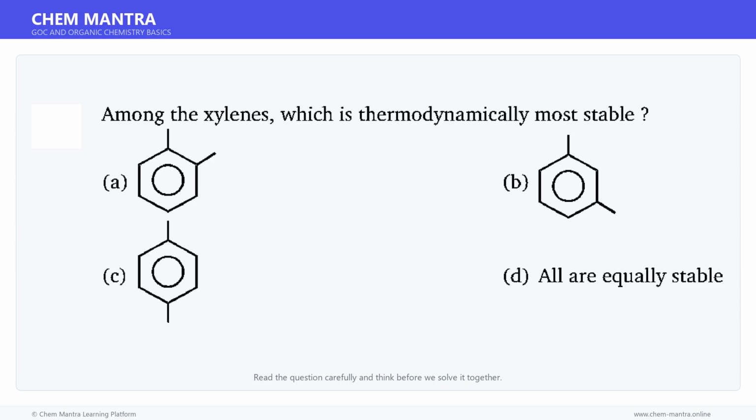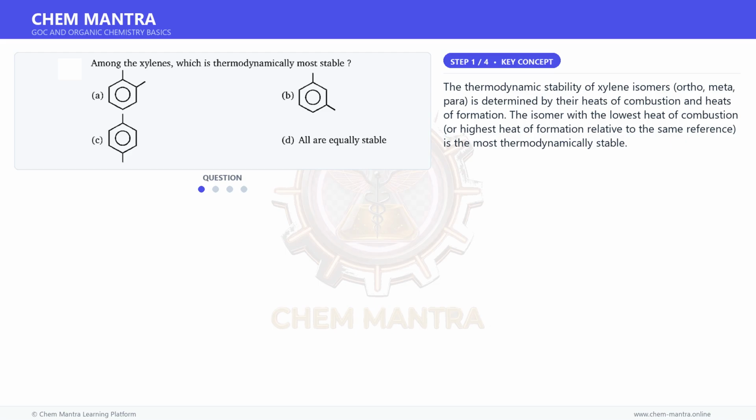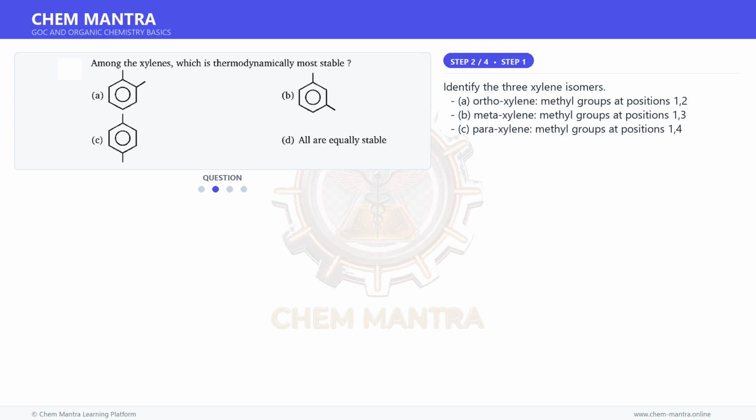Here is a question. Read it carefully and think about the answer. Let us solve it step by step. Let us first understand the key concept here. The thermodynamic stability of xylene isomers, ortho, meta, para, is determined by their heats of combustion and heats of formation. The isomer with the lowest heat of combustion or highest heat of formation relative to the same reference is the most thermodynamically stable.